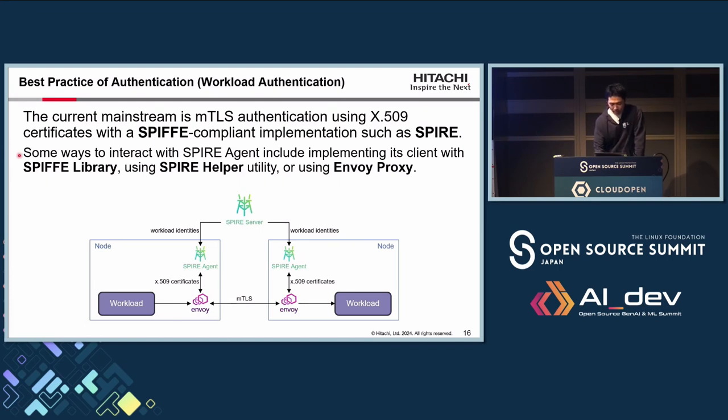And there are several ways to interact with the SPIRE agent, including implementing its client with the SPIFFE library, using the SPIRE helper utility, or using Envoy proxy. This figure shows the last one using Envoy proxy. If using Envoy proxy, we do not need to take care of workload authentication when implementing the workload, because the workload implementation doesn't interact with the SPIRE agent directly and delegates workload authentication to Envoy proxy. Instead, of course, we need to deploy Envoy proxy.